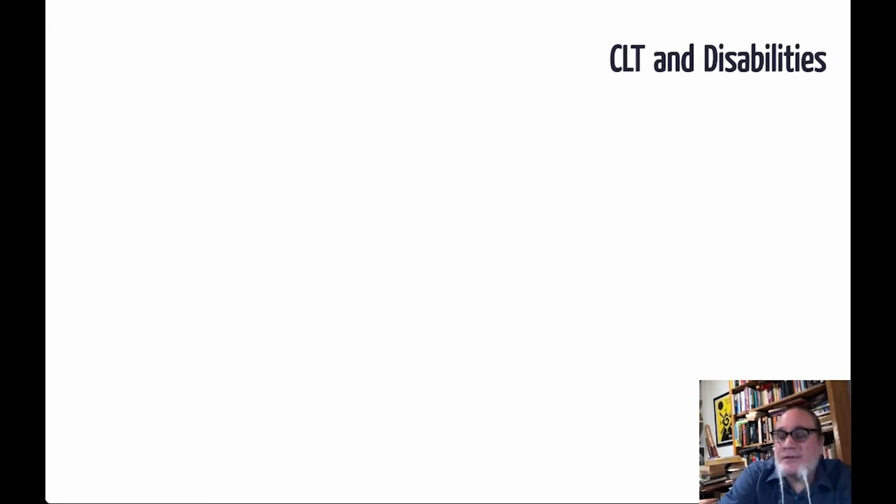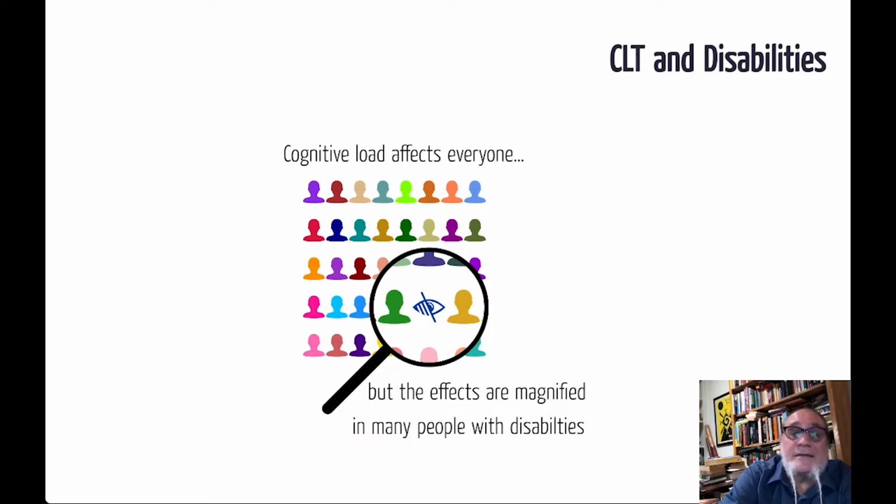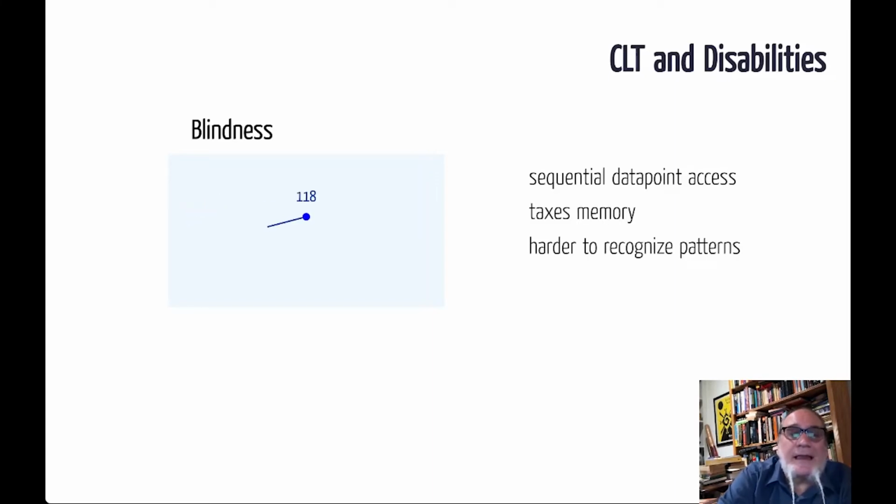I'm going to talk a lot about disabilities in this presentation because cognitive load affects everyone, but the effects are magnified in many people with disabilities. So this is in general for everyone, but there are some specific considerations for accessibility. For example, blindness. Blind people using a screen reader typically have sequential data point access. That means they access each data point at a time. And trying to keep all of these in mind taxes the memory. And as you can see, it's clearly harder to recognize patterns when you're just seeing a piece of the picture at a time.